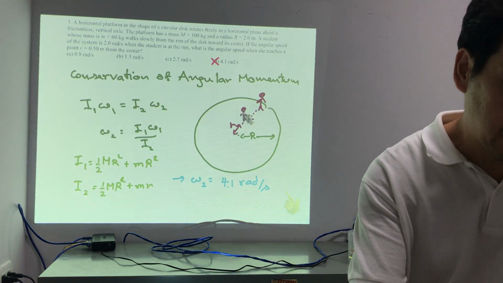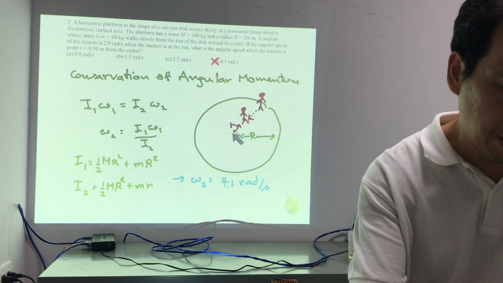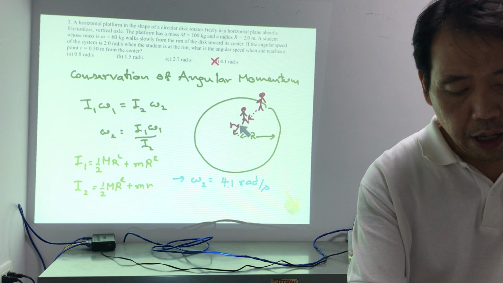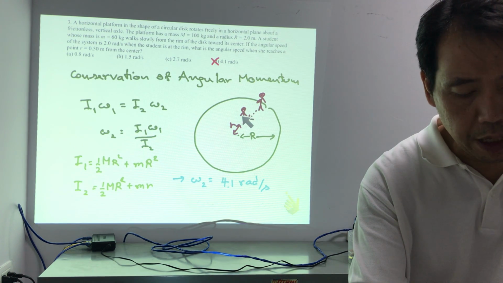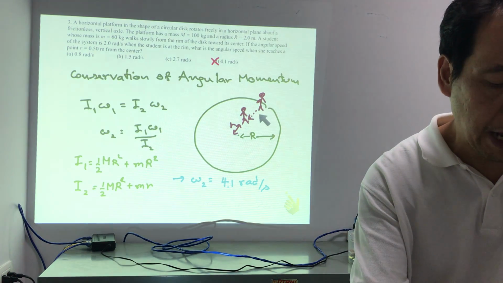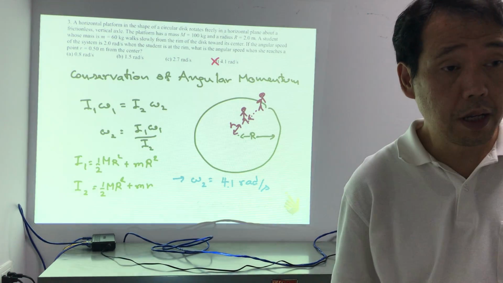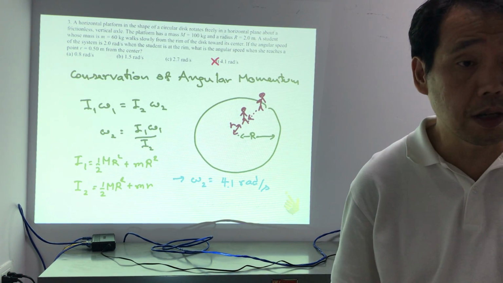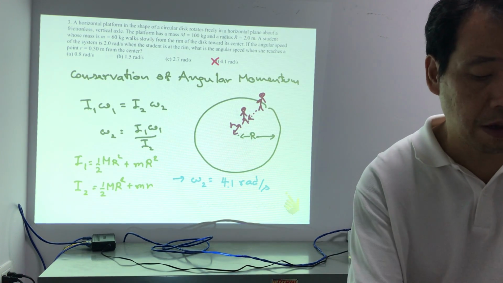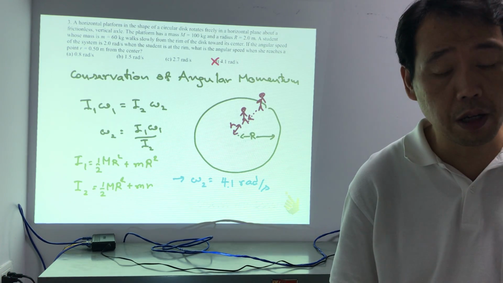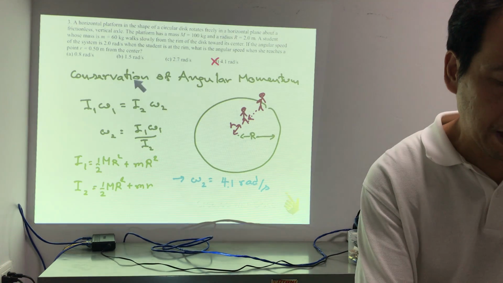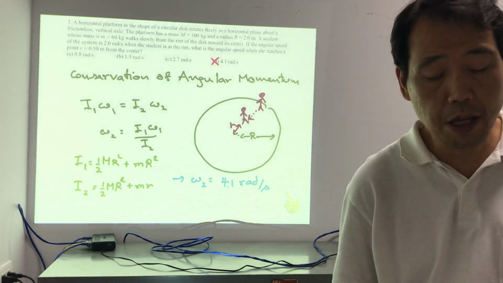During her walk from the rim toward the center, you can see that the corresponding force comes from the force between her feet and the surface of the disc. So it means that we have only the internal force, and this internal force produces only internal torque. So it means that we can use the conservation of angular momentum to calculate this problem.